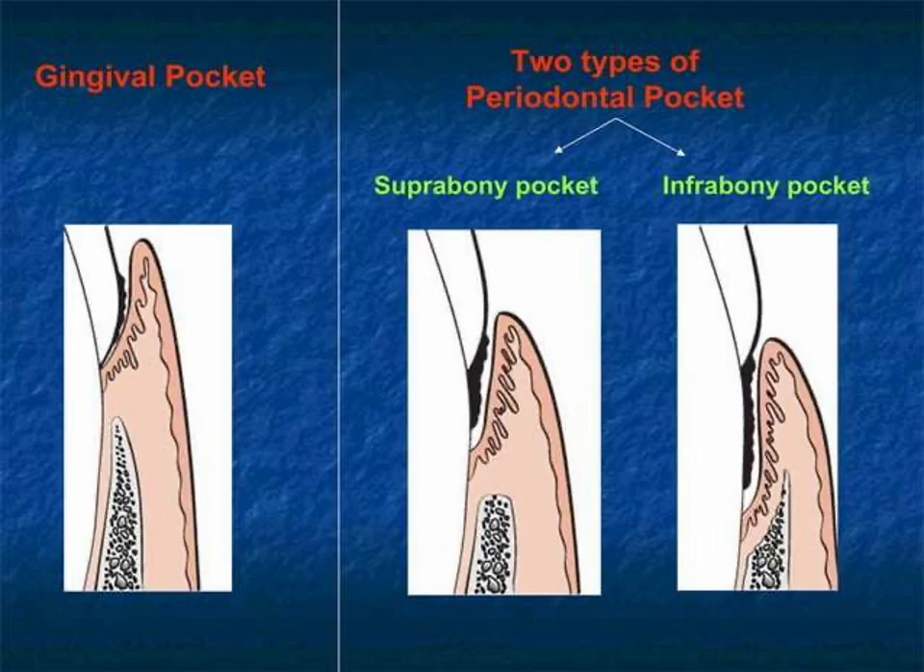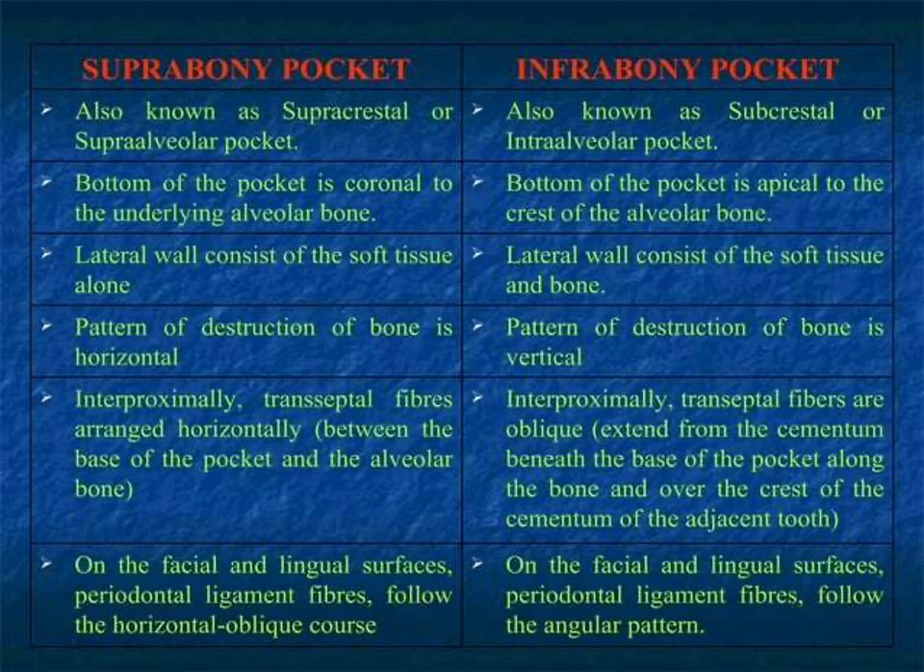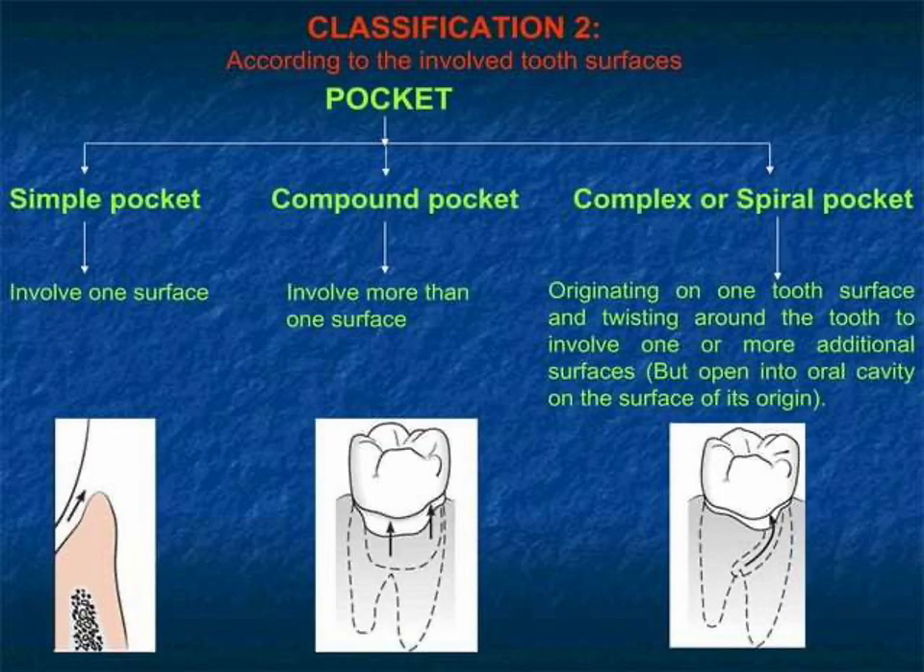Periodontal pocket is further subdivided into suprabony and infrabony pocket. Suprabony pocket is also known as supracrestal or supraalveolar pocket, in which the bottom of the pocket is coronal to the underlying alveolar bone, whereas infrabony pocket is also known as intraalveolar or subcrestal pocket, in which the bottom of the pocket is apical to the crest of alveolar bone. Pocket is further divided into simple pocket, which involves one surface, compound pocket, which involves more than one surface, complex or spiral pocket, which originates on one tooth surface and twists around the tooth to involve one or more additional surfaces.